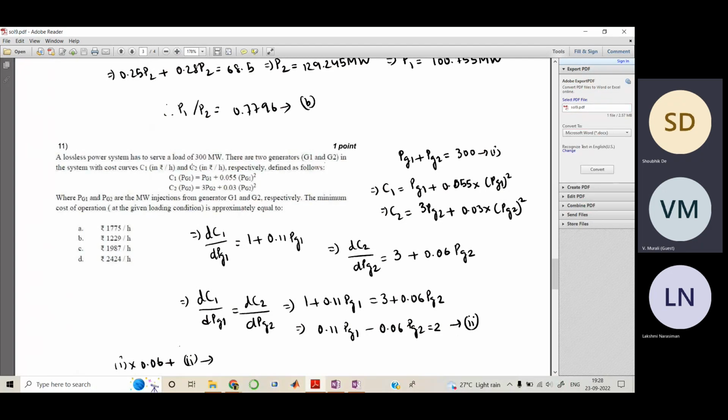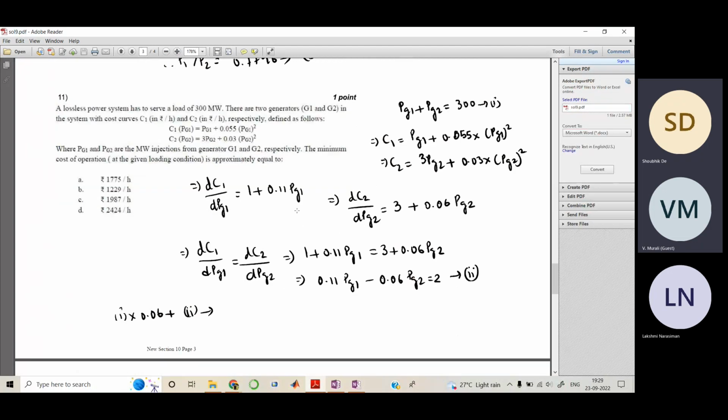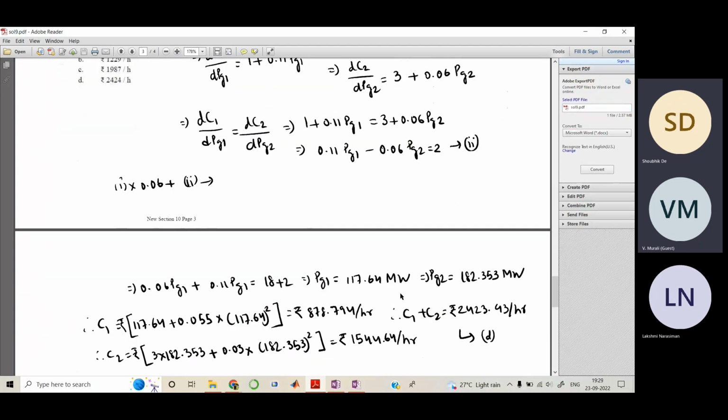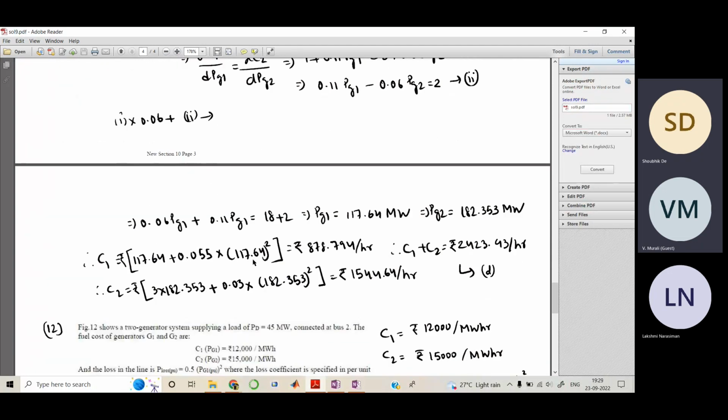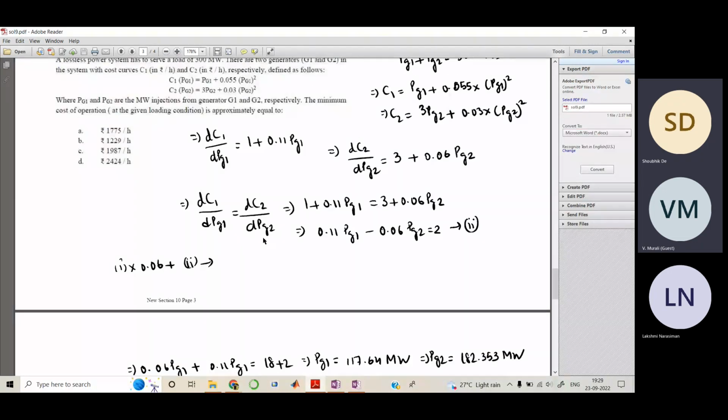So again, we know that the total load is this much. You get these two equations, you solve this, you get the values of PG1 and PG2. You again replace this back in C1 and C2. You get the values, and they have told key.